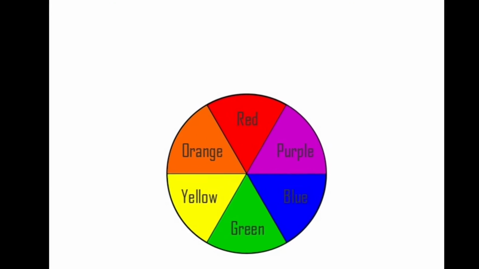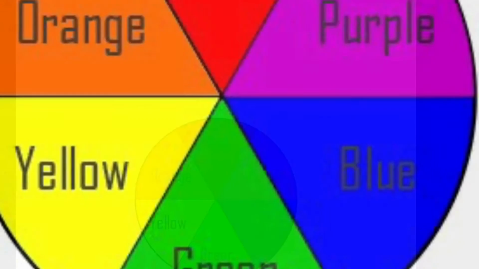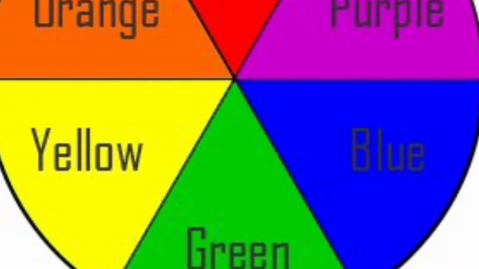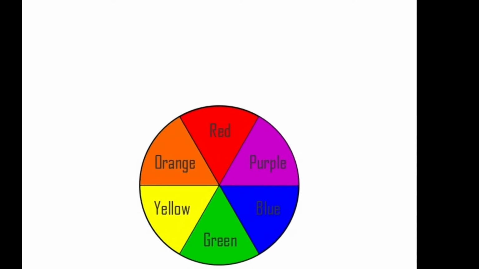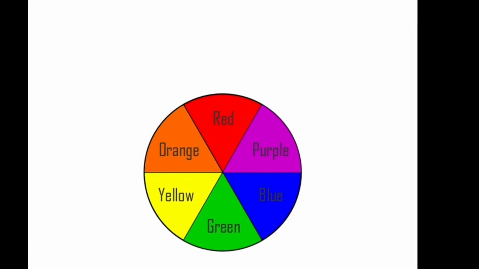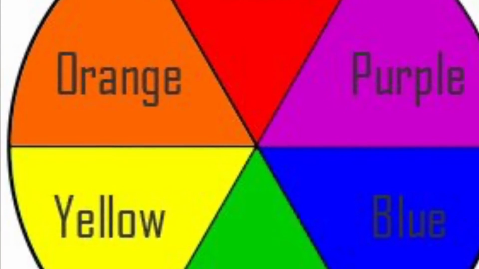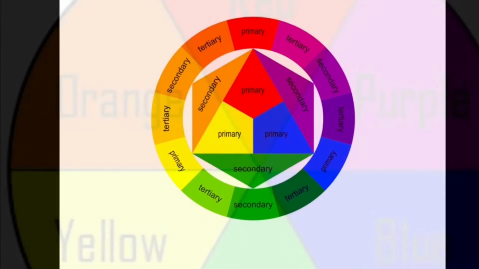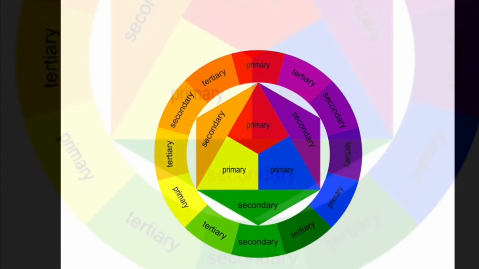This is called a color wheel. A color wheel is really similar to a rainbow, but it's in a circle instead of an arch. So we see red, orange, yellow, green, blue, and purple, and then it goes right back to red. So these are our basic colors that we know. And from there we have our primary, secondary, and tertiary colors.